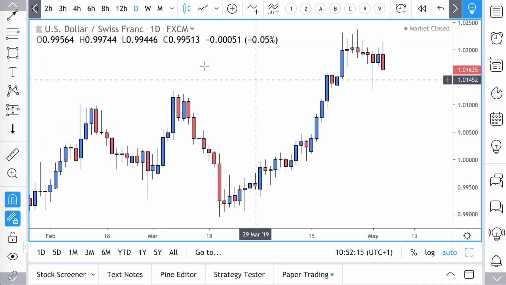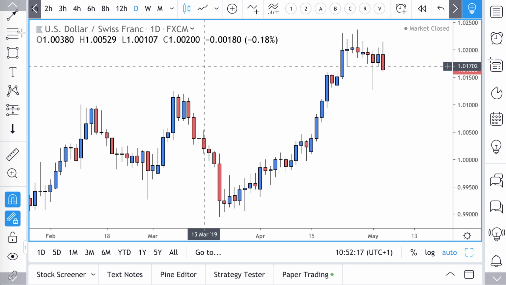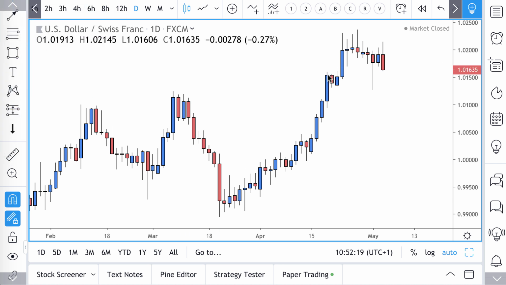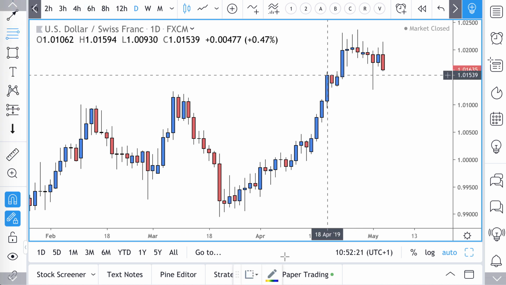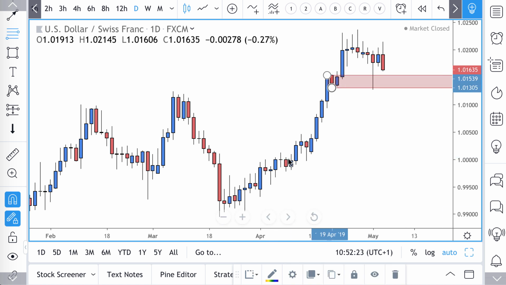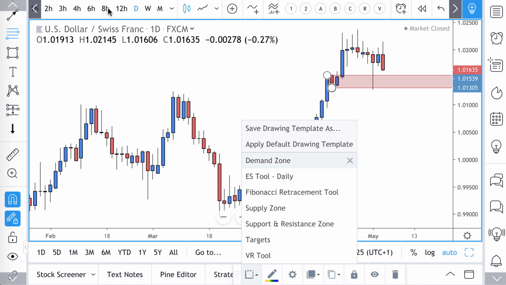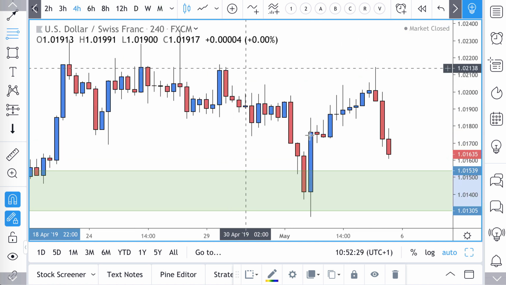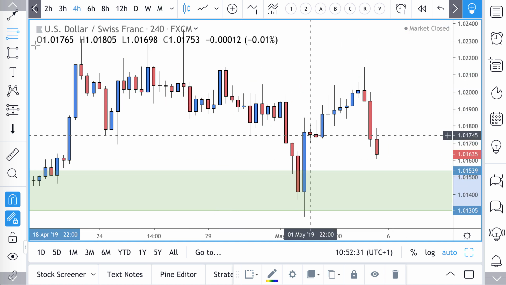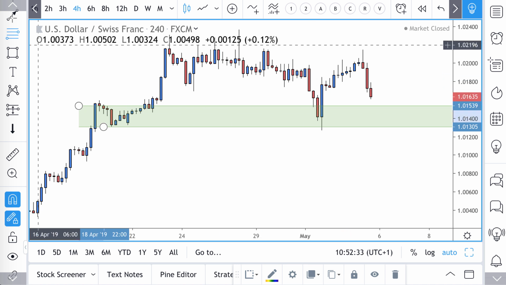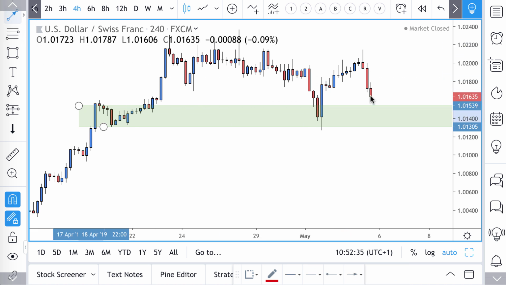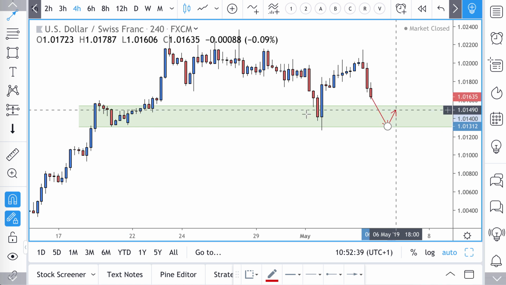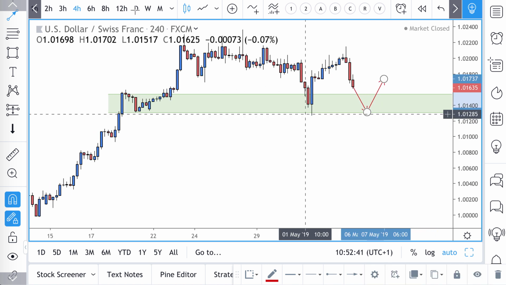Let's look at dollar Swiss. Yep, so dollar Swiss. We have the demand zone that I was looking to get long in. Again, we just didn't get the entry price. Spiked in, spiked out. Not buying that. But what I will do is look for another opportunity to get in here if we can get one.